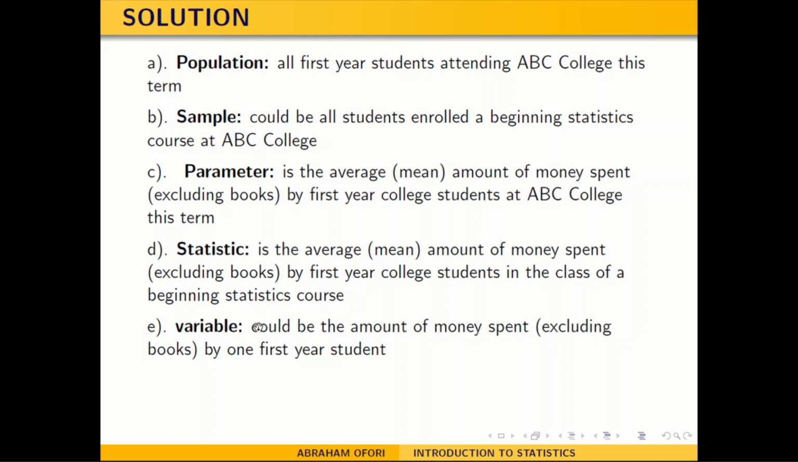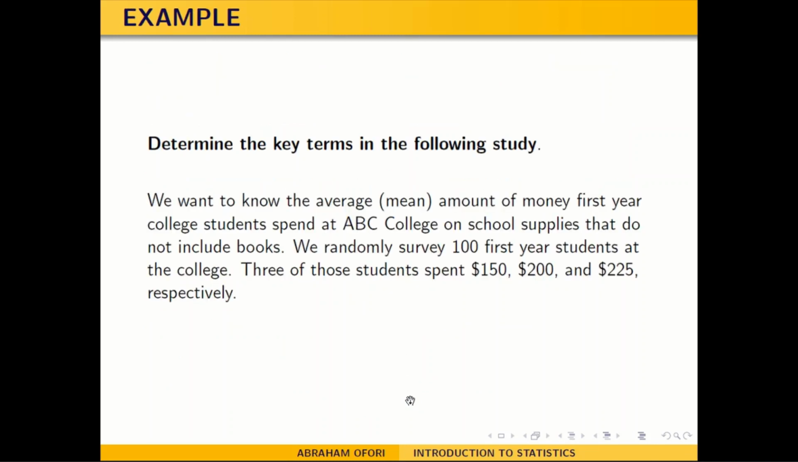Now variable. A variable of interest here could be the amount of money spent excluding books by one first year student. So the variable of interest, what we are interested in, is when you meet any first year student, the amount of money that person will spend excluding books. All right. Then the data are the dollar amounts. So the three students that we said spent these amounts, this is the data that we got. This is also one of the data.